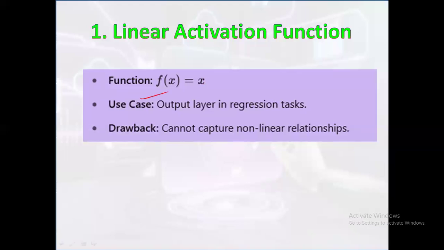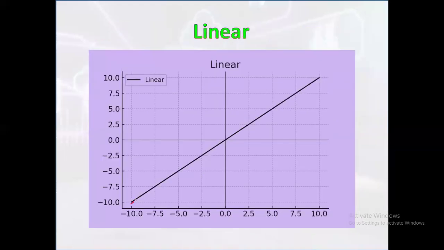The first one is the linear activation function. The formula for this is f of x is equal to x. Whatever x varies, the output also varies. This is the graph of the linear activation function. If x varies, f of x will also vary, so we write it as f of x is equal to x.